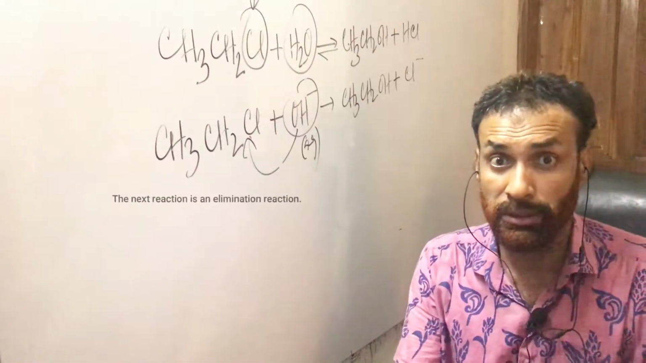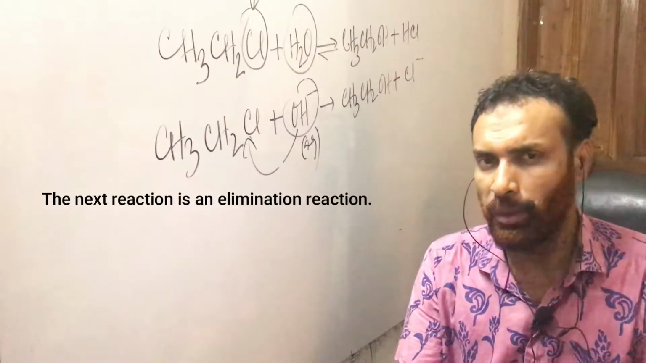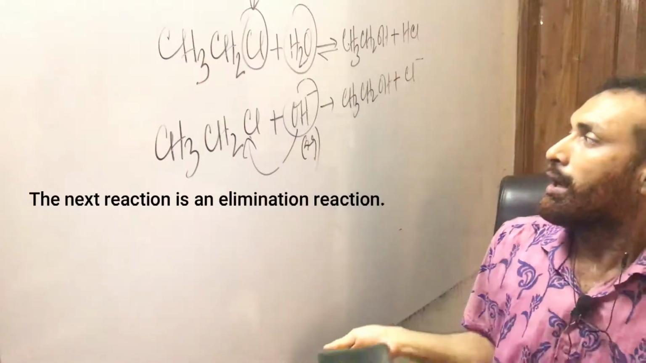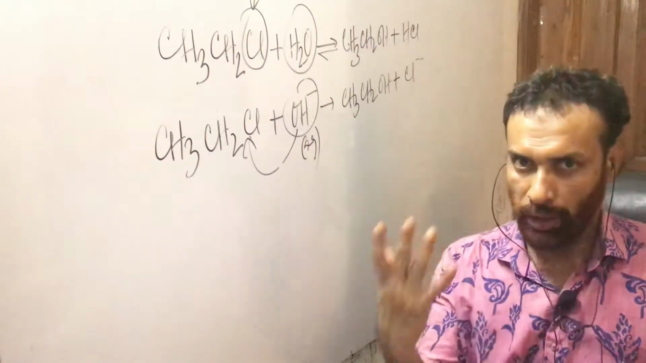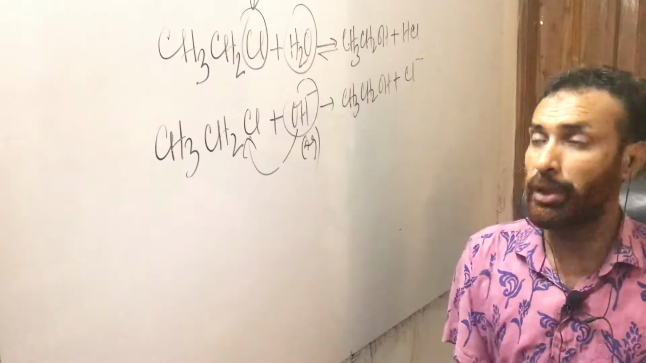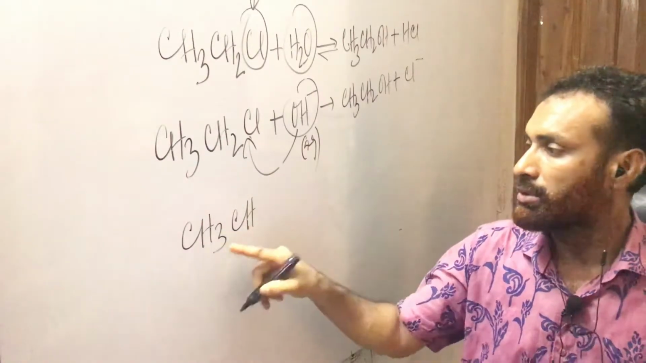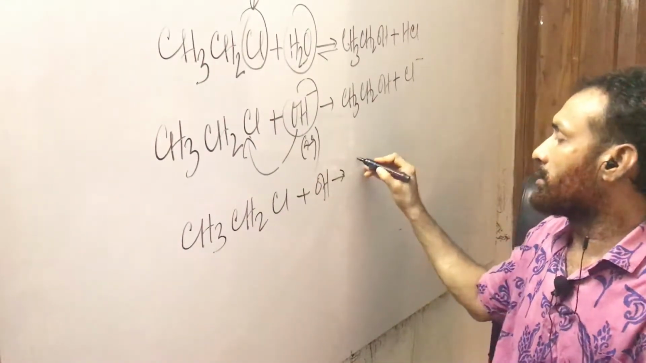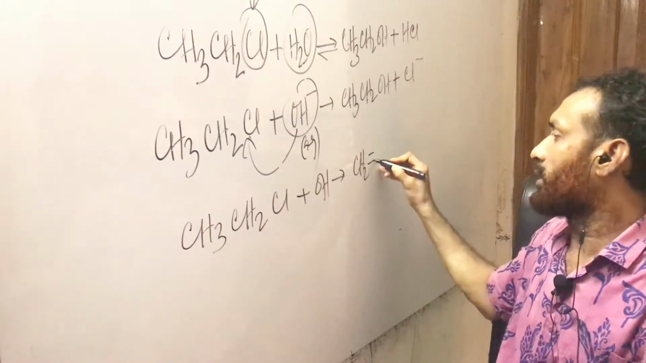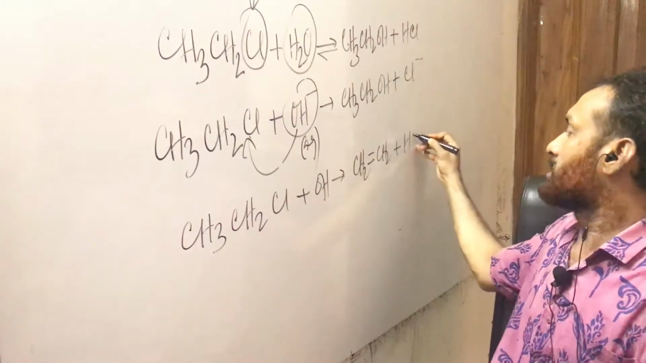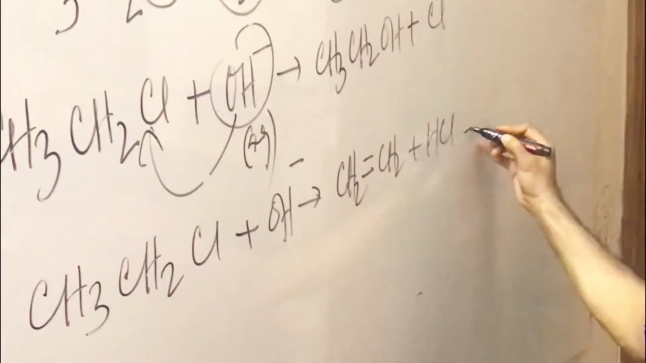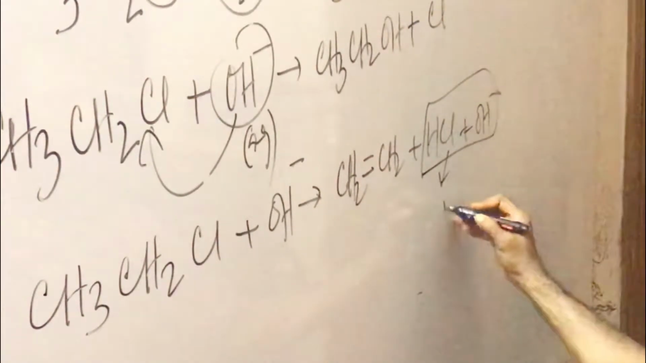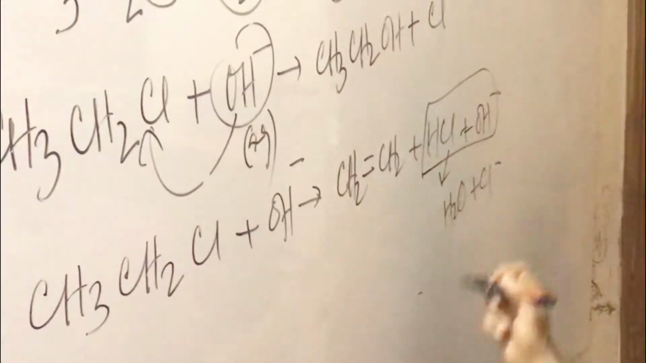And another reaction, which is an elimination reaction. What does elimination mean? Something is removed. And this reaction, what I'm going to talk about, is very interesting and very important because the equation I write here, CH3CH2Cl and OH, gives CH2=CH2 and HCl. This is the reaction. I write here again OH. Then later OH and HCl will react to form water and chloride ion.